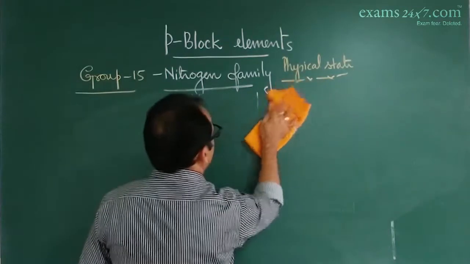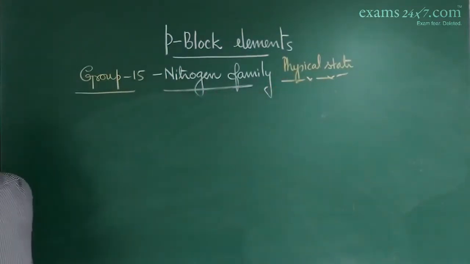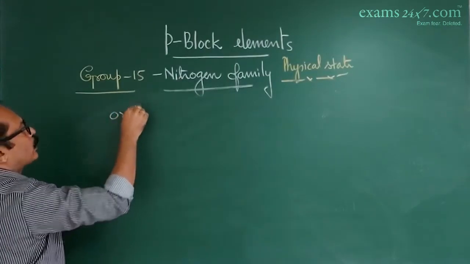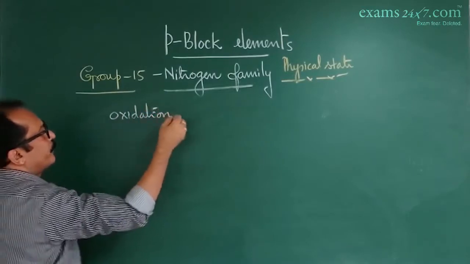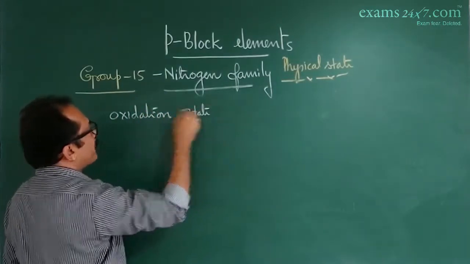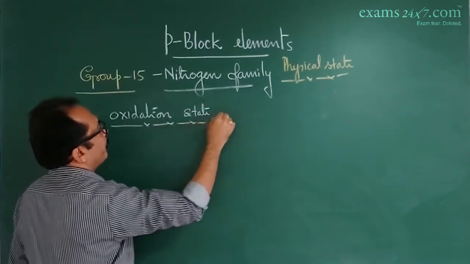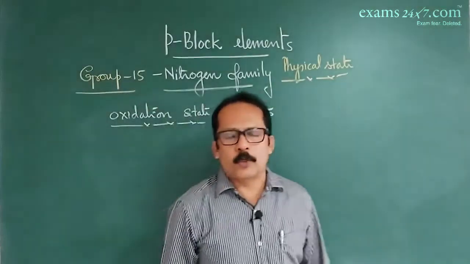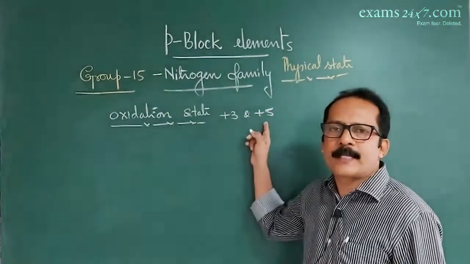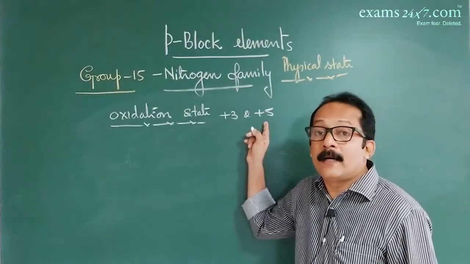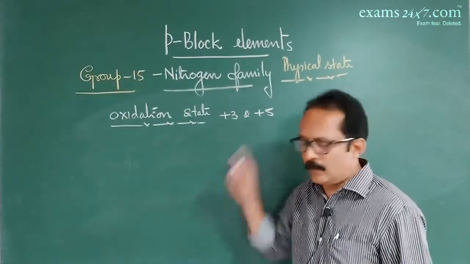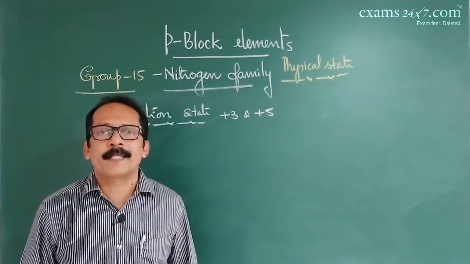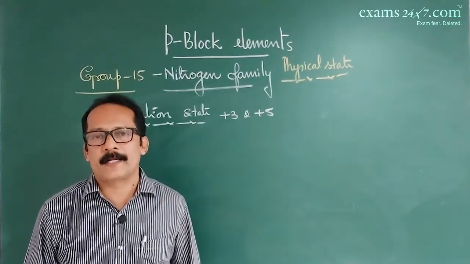So the next property of group number 15 elements is oxidation state. Common oxidation states are +3 and +5. Down the group, stability of the +5 oxidation state decreases, due to the inert pair effect. Nitrogen and phosphorus exhibit the -3 oxidation state in their hydrides.